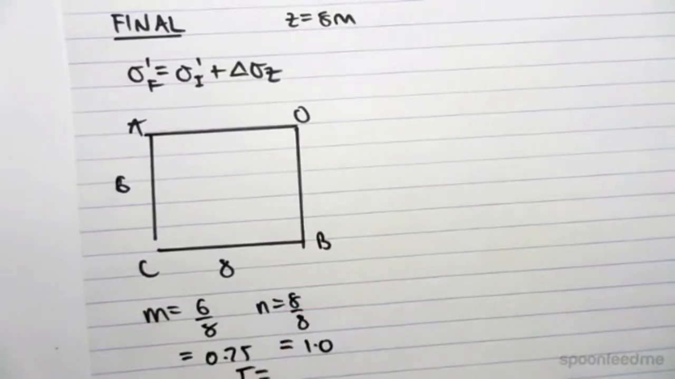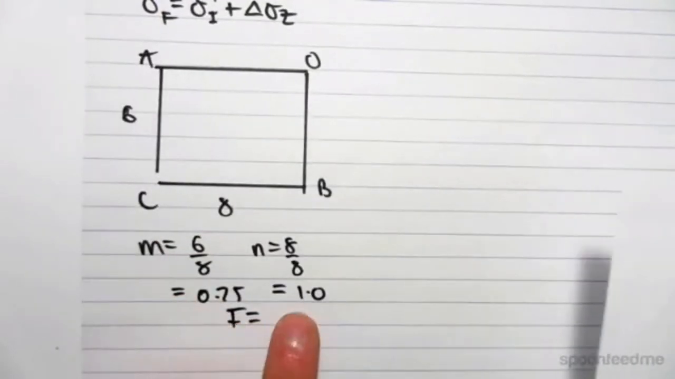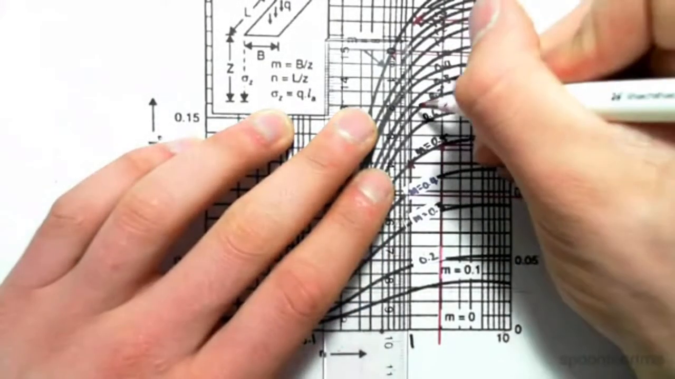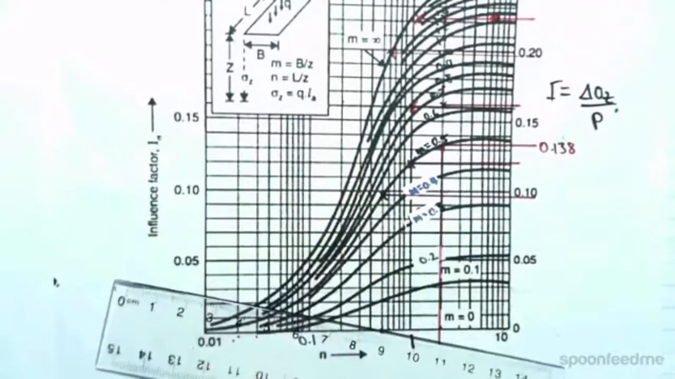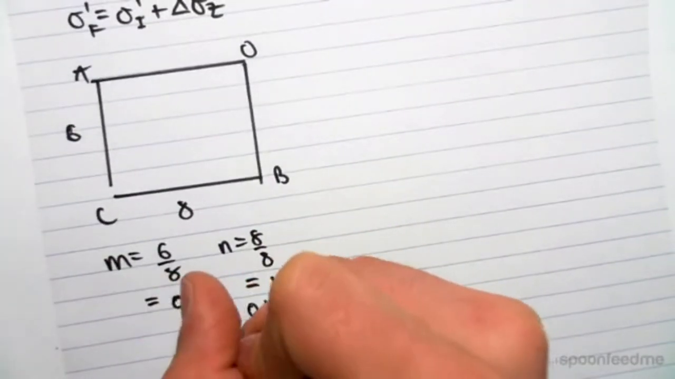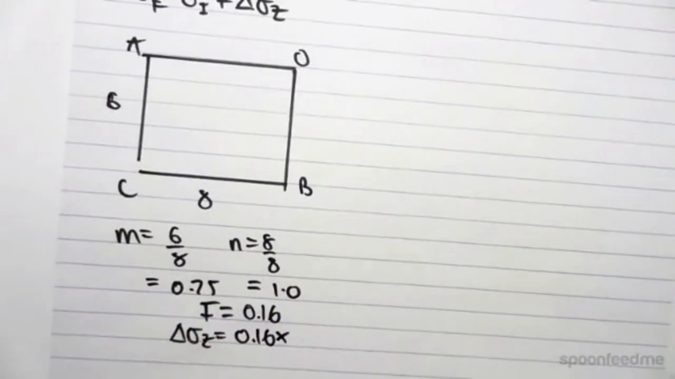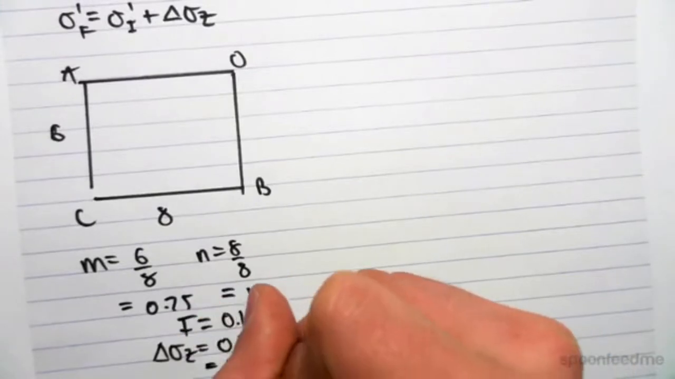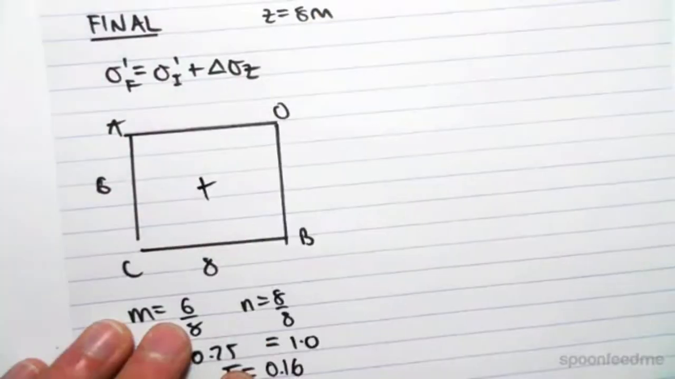We could then go to our chart over here and find our I value. So we know that it's 1.0 and 0.75, so 1 is here, and 0.75 is marked around there. We come across, we get a value of about 0.16 for our I value. We could then find the change in stress, which would be 0.16 by the pressure applied. You know the pressure applied is 1,000, so times this by 1,000, we would get 160 kPa. And we know that this is positive, we're adding this shape on.